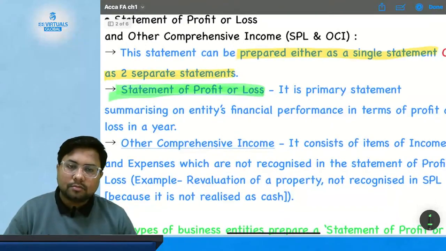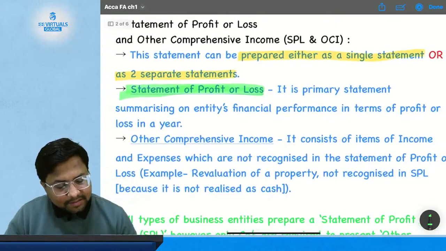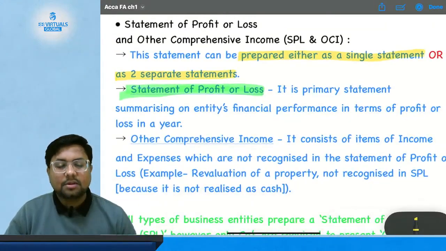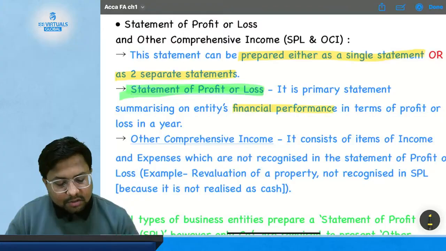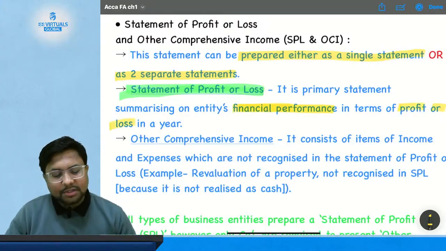It is the primary statement summarizing the entity's financial performance. Underline the words financial position in terms of profit or loss in a year.